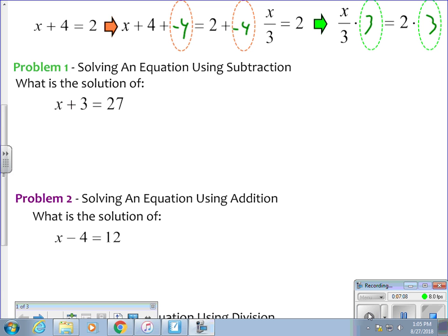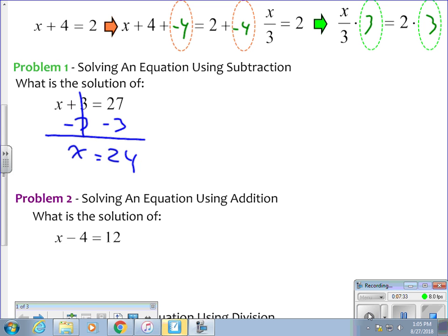Okay, so the opposite of adding 3 is? Come up onto the board and do it. Okay, what do I do? Well, you subtract. Subtract 3. Guys, so you subtract 3 from both sides. The plus 3 minus 3 cancel. I get x equals 27 minus 3 is 24.